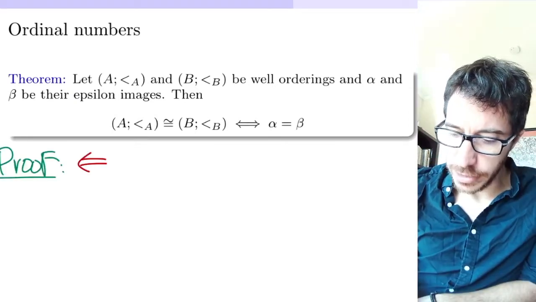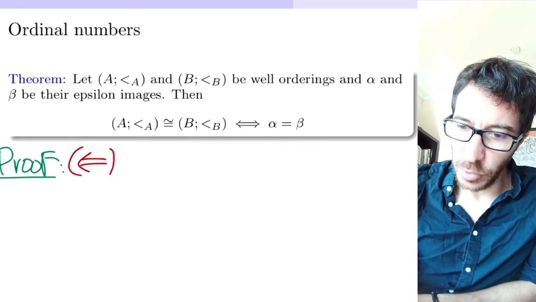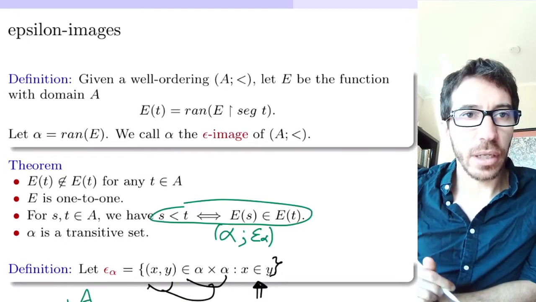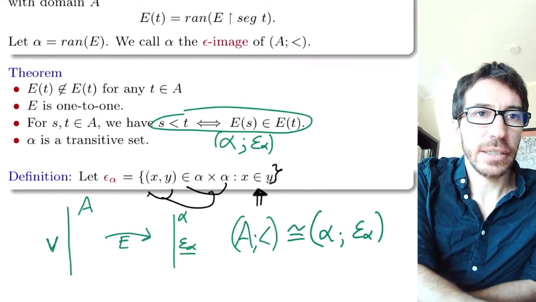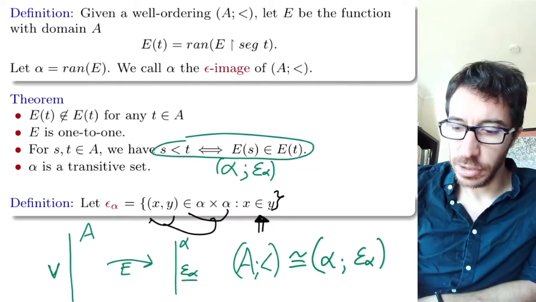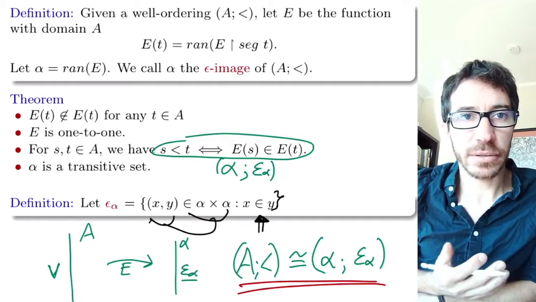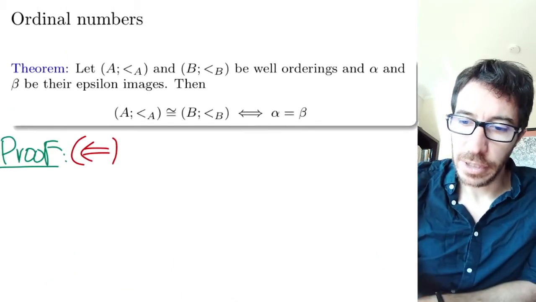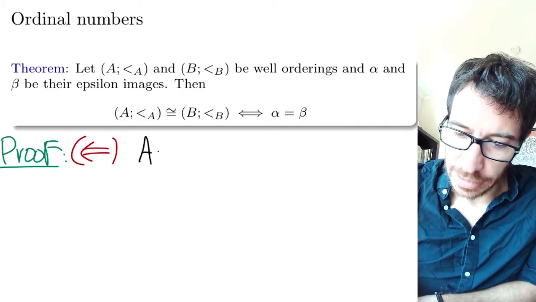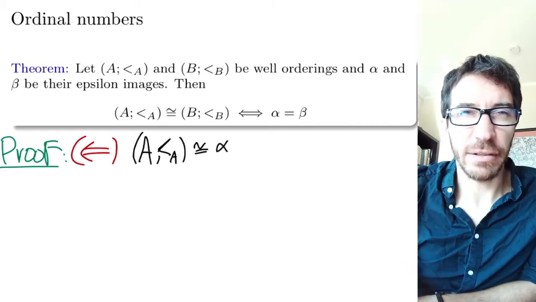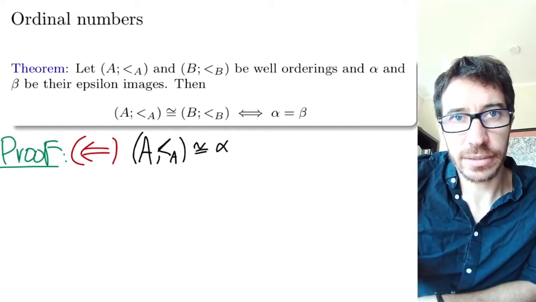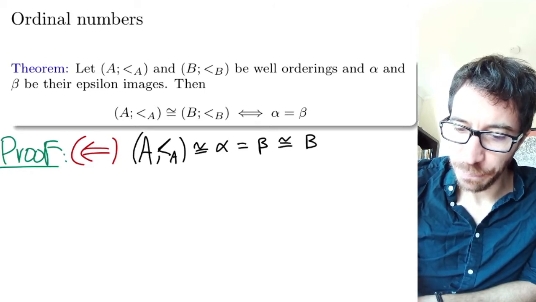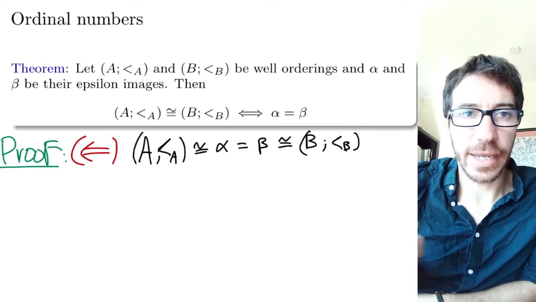Let's start with the easier direction, which is going this way. Well, in this case, we had from the observation at the end of our last class that every well ordering is isomorphic to its epsilon image with the belongs relation. So now we have that A with less than is isomorphic to its epsilon image alpha with the belongs relation, which, we're assuming, is equal to beta, which is isomorphic to B with less than B. So we get that A is isomorphic to B.